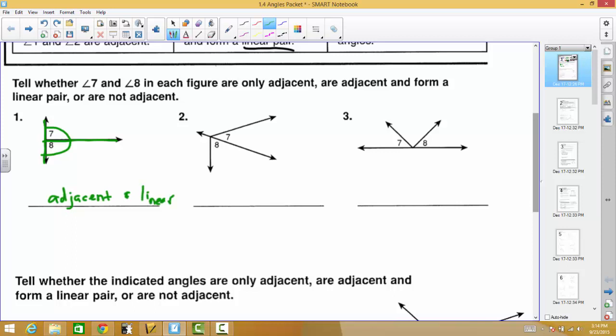In number 2, these definitely touch. They do not form a straight line though, so they are just adjacent. And the last one, they are not adjacent. They're not vertical either. They have to have the exact same lines to be vertical, like this. These would be vertical, so these are not vertical.